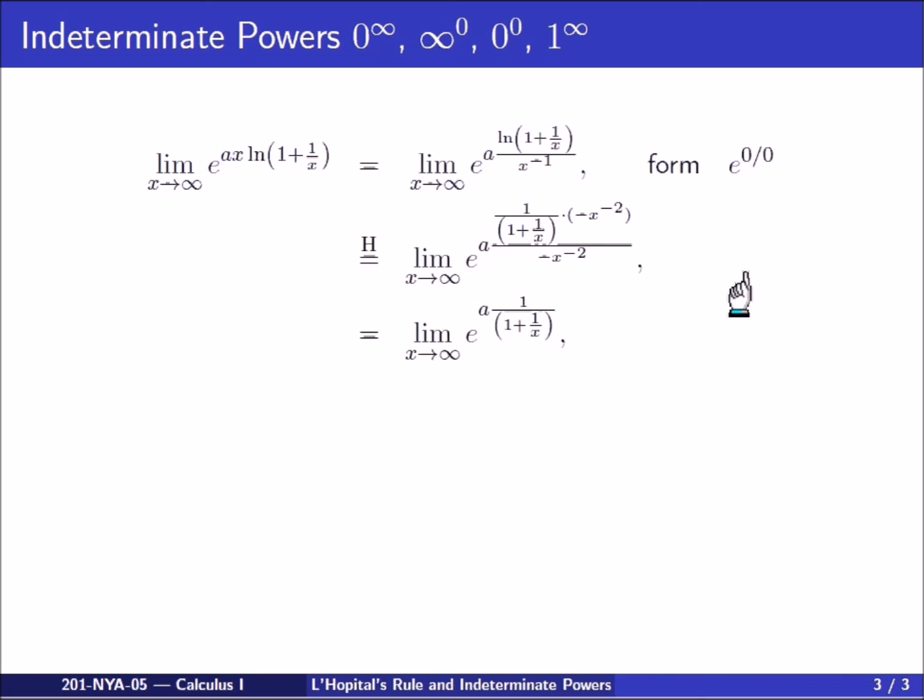It becomes this. As x goes to infinity, 1 over x goes to 0, and the entire expression goes towards e to the a times 1 over 1 plus 0. That's simply e to the a.